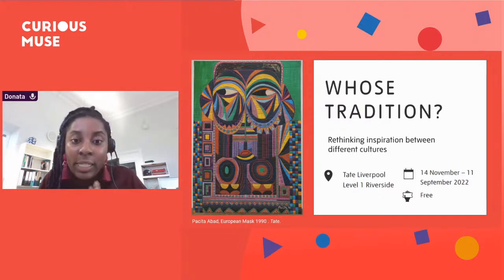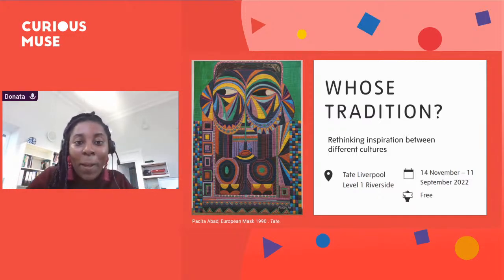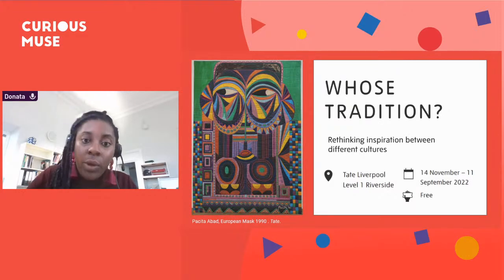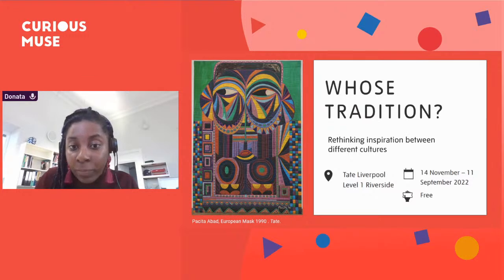It's exploring this diverse history of countries being influenced and impacted by one another, but also the different colors that are used by her. And there's a really great article that goes into more detail on the European mask, which I would recommend if you're looking for more information on her work.